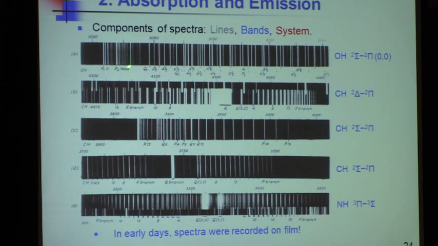There's no meaning to this vertical curve. The spectrum is spread out horizontally, recorded on a device with a slit, and so naturally they developed the terminology that these are lines. Each of these lines corresponds to a specific wavelength, and therefore to specific changes in quantum states. Here are patterns they would observe for CH, NH, and so on. So in the early days, spectra were recorded on film. This would be emission spectra.